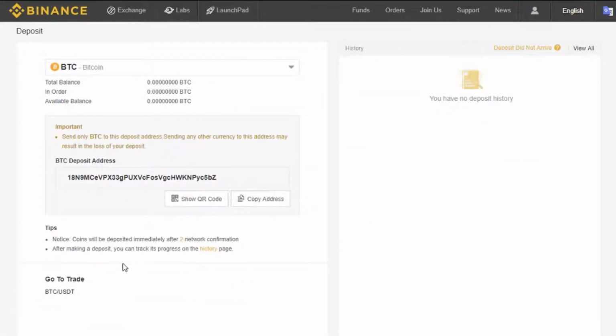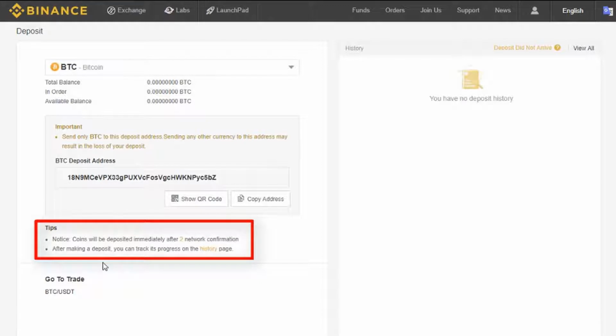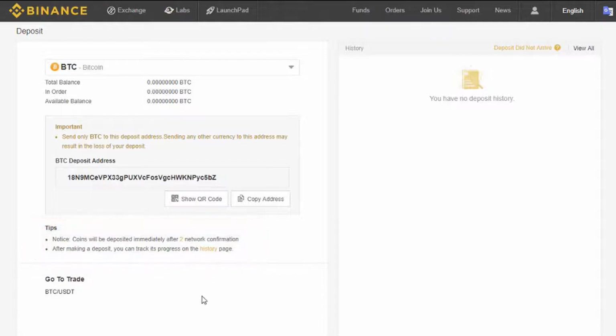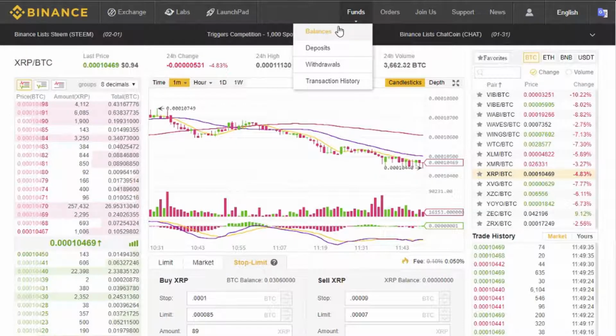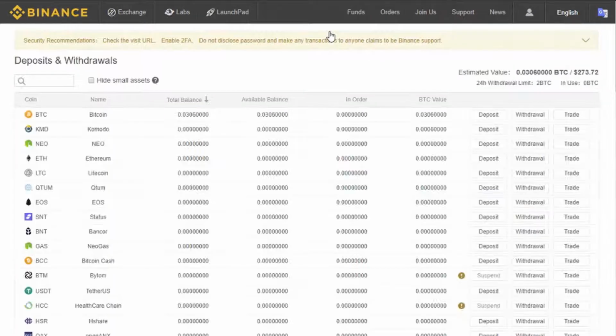Notice coins will be deposited immediately after 2 network confirmations. And you can track it on your history page. Now let's go check our funds and our balances. Okay, we want to keep it to the minimum amount. Let's hide the small assets.